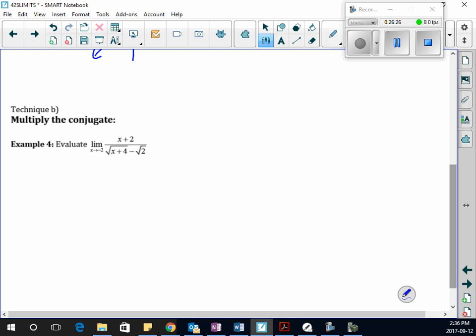Does everybody remember what the conjugate is? What would the conjugate be here? Yeah, the same thing, but this is a plus, right? So it's going to be root of x plus 4 plus root 2 over root of x plus 4 plus root 2. Yes? Okay, remember I haven't imposed the limit yet, so in the next step I need to actually write the limit as x goes to negative 2.